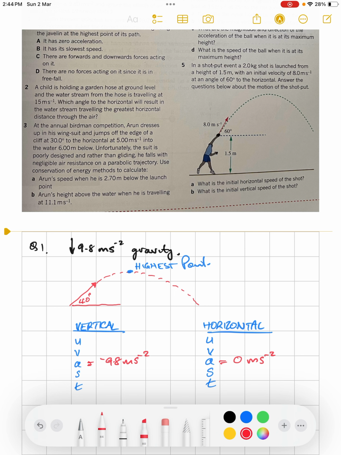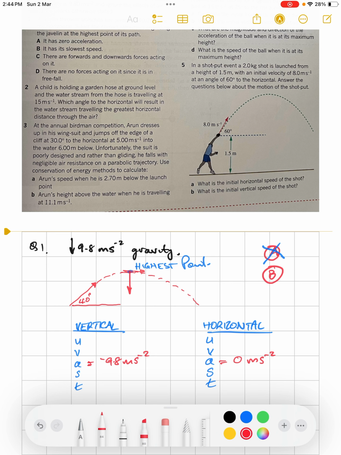Let's look at A. It has 0 acceleration. Well, at the highest point, it does have 0 acceleration in the horizontal, but it's got 9.8 meters per second squared in the vertical. So we can't say it has 0 acceleration. So we'll eliminate A. Let's consider B.